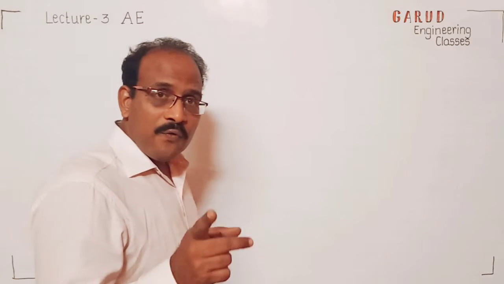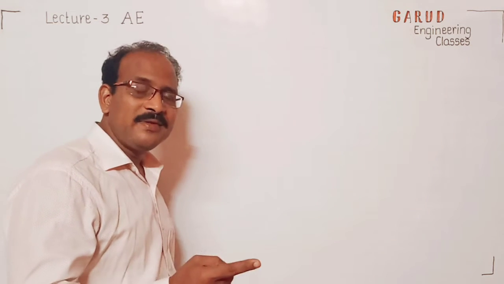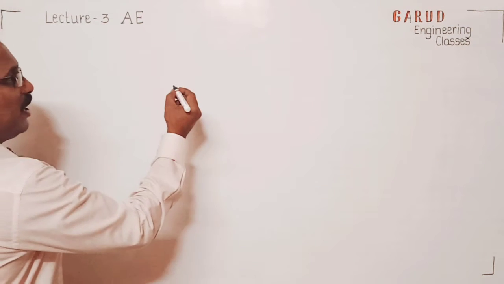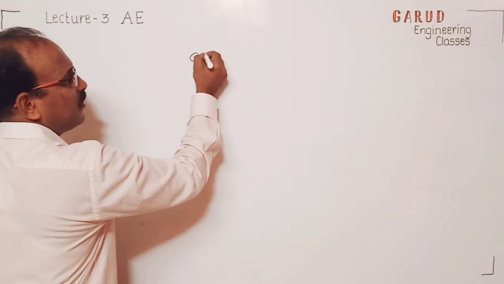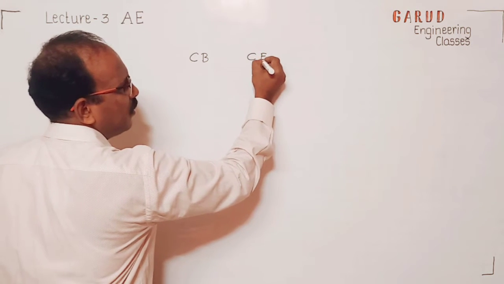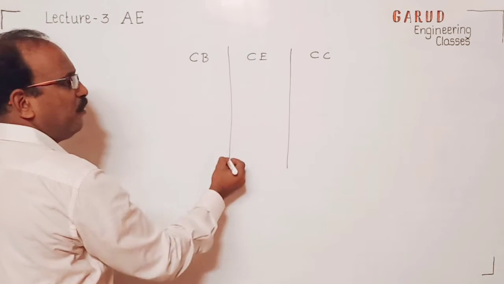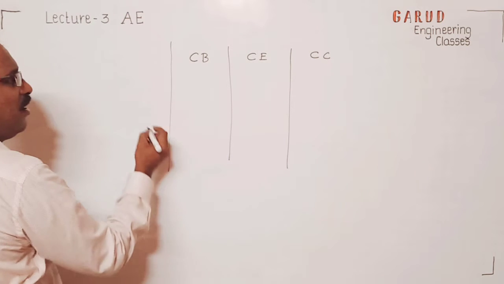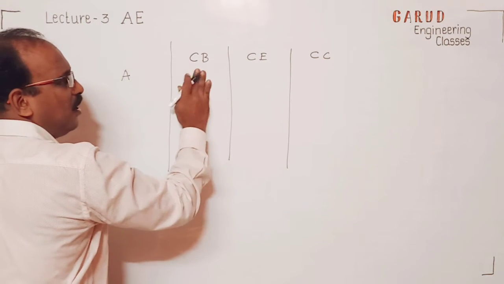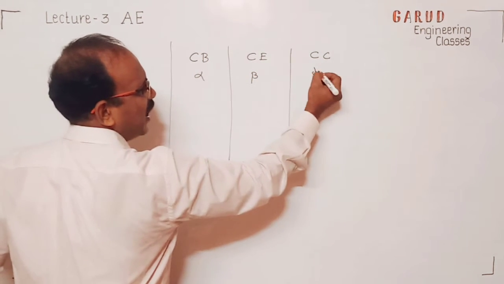Second is, why is only the CE configuration preferred over common base and common collector? So I give you the comparison: common base, common emitter and common collector. You will come to know that. You know amplification factor. Amplification factor is alpha, amplification factor is beta, and amplification factor is gamma.